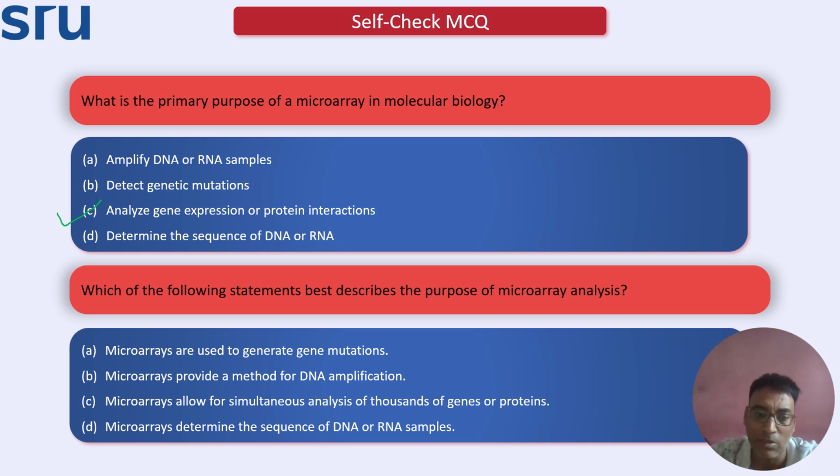Microarray allows for simultaneous synthesis of thousands of genes or proteins. Okay, C becomes the right answer. So C is the right answer. Microarrays determine the sequence of DNA or RNA samples. Okay, so option C is the right answer here. All right.